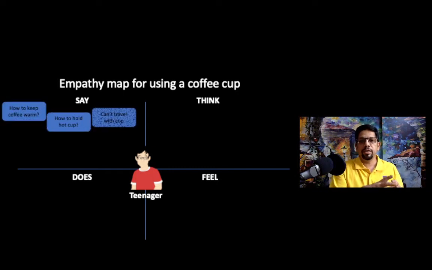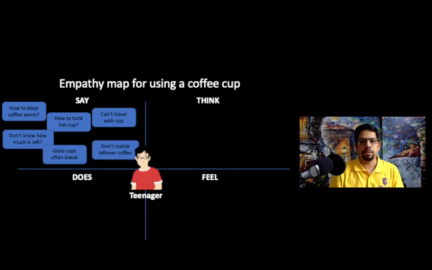So when we did this empathy map on multiple teenagers, let's summarize the findings. For example, they want to know how to keep their coffee cups constantly warm. Once you take a coffee, it gets cold as you drink. So how do you constantly keep it warm? How should you hold the hot cup? Because it becomes very difficult. It becomes very difficult to travel with the hot cup as well. So that's another problem that they face.